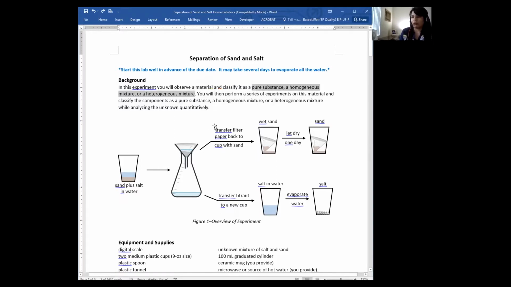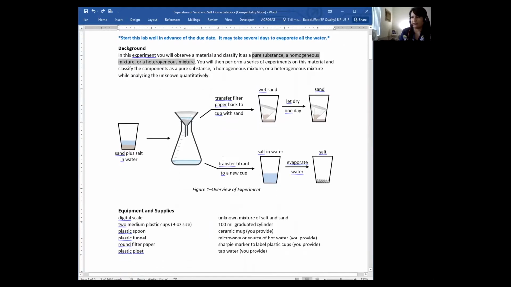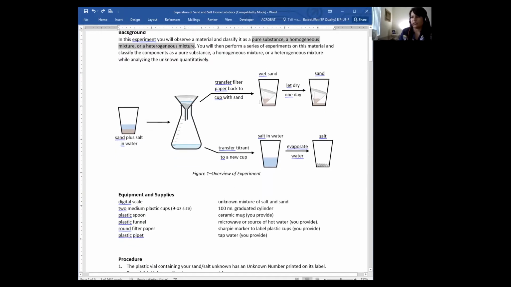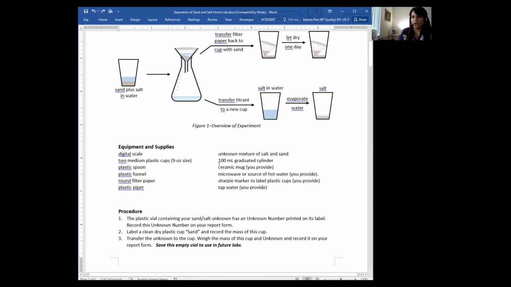So you can read all through this, and there will be some short videos where I will show you how to perform the filtration, how to evaporate, and how to dry the sand. So you will see all those steps in this video.